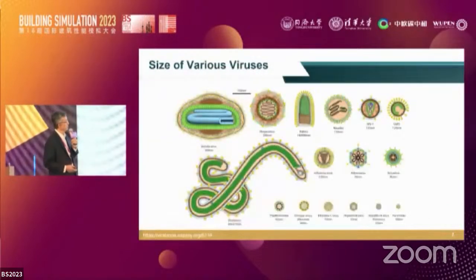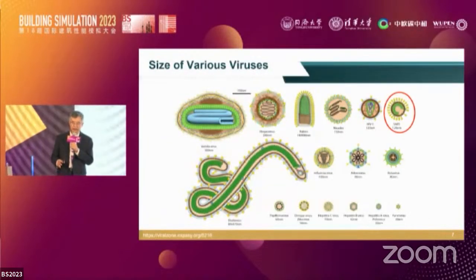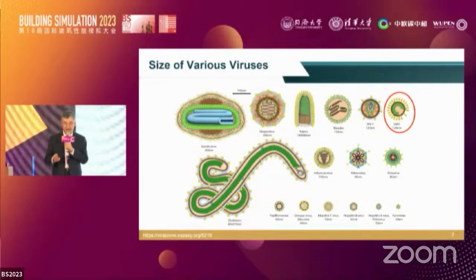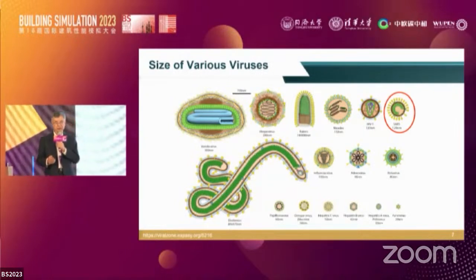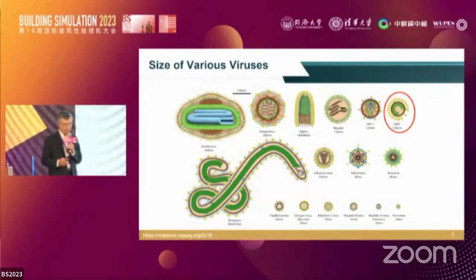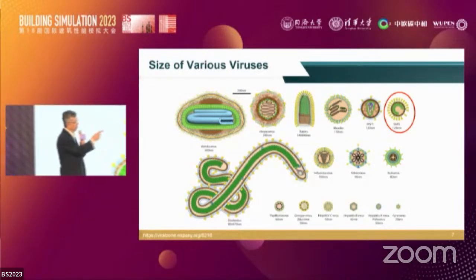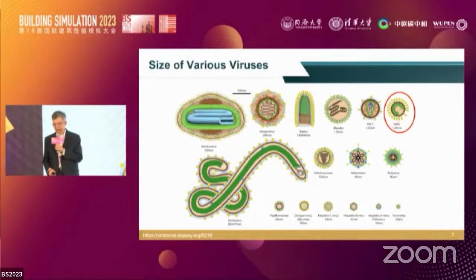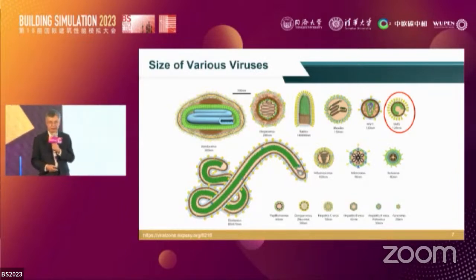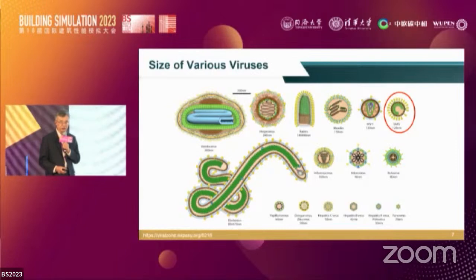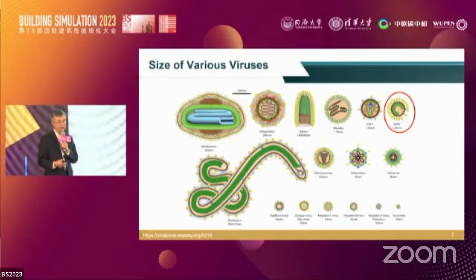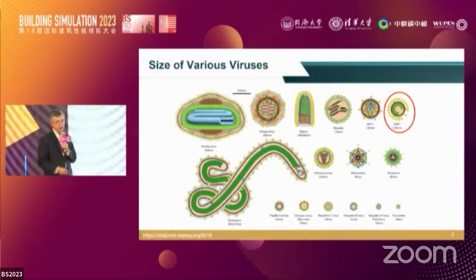So today I'm just going to look at, in the beginning, the size of the virus, and then we can see why talking, coughing, and sneezing are important. This slide just shows a number of viruses we have. The one I circled there is SARS, okay? SARS started in Hong Kong in 2003, 20 years ago. And 18 years later, we have COVID. It's a similar type of virus.